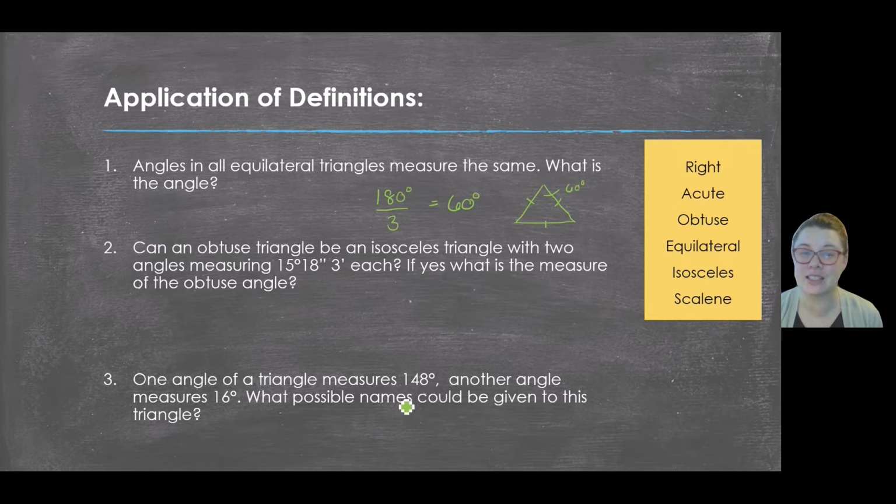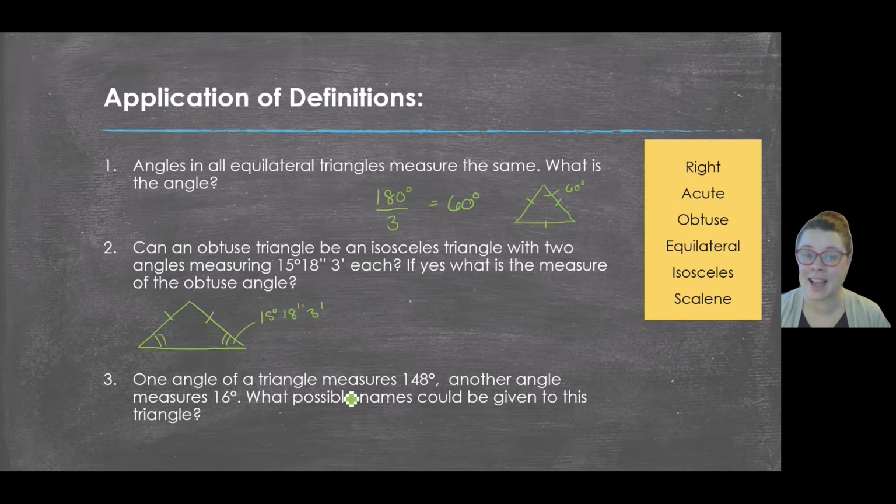The second question says, can an obtuse triangle be an isosceles triangle with two angles measuring 15 degrees, 18 minutes, and 3 seconds each? If yes, what's the measure of the obtuse angle? For it to be an obtuse angle, one of the angles needs to be bigger than 90 degrees but less than 180. I've got a picture. Could this be true? These two angles would be the same, and each would be 15 degrees, 18 minutes, 3 seconds.